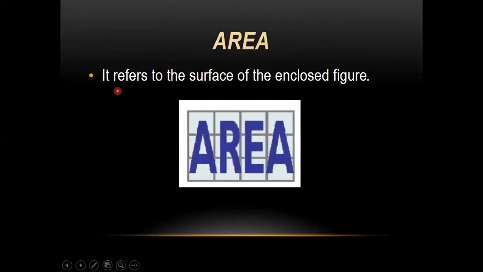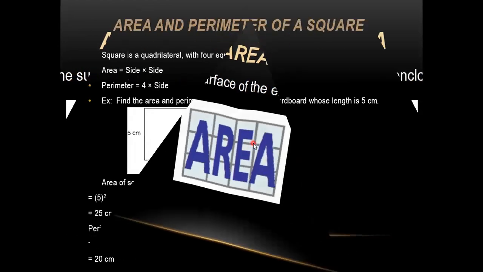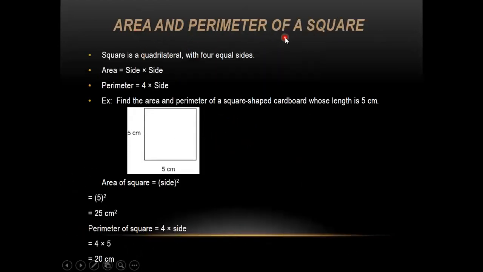Next is area. It refers to the surface of the enclosed figure. So the surface of this closed figure is called area. Area and perimeter of a square. A square is a quadrilateral with four equal sides.